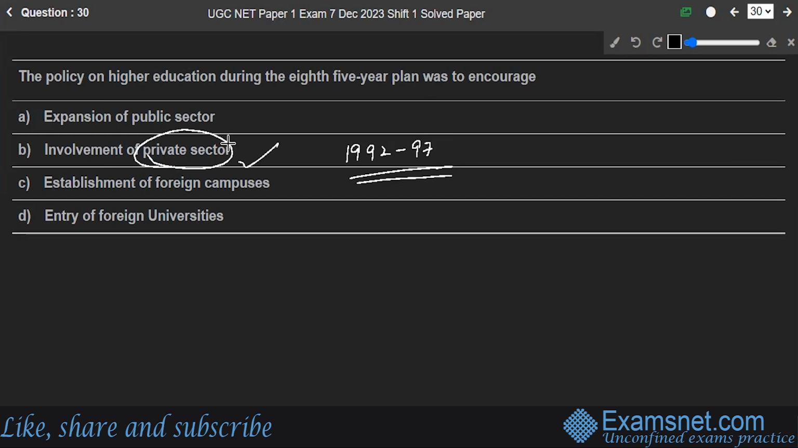This was seen as a way to increase the capacity of the higher education system and to provide more choices to the students. So we have B option as the right answer.